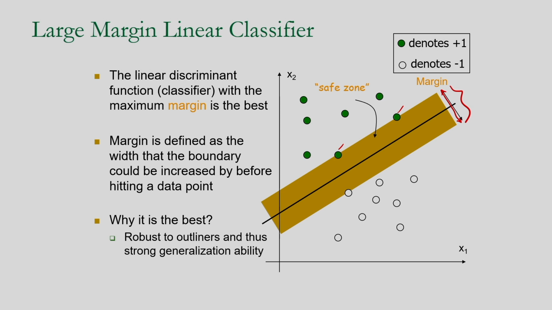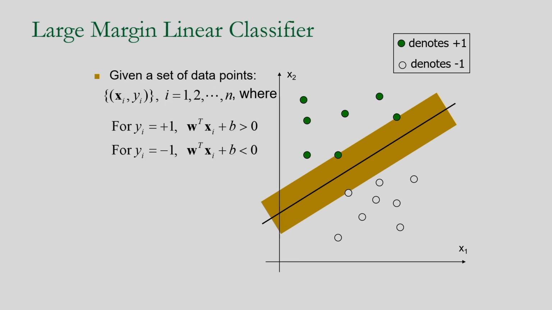The best decision boundary means it is robust to outliers and thus has strong generalization ability. Here you can see I am considering the safe zone, because beyond this I cannot increase the margin, since it will touch the data points. So that corresponds to the safe zone, which I am getting based on the margin. So how to determine the best decision boundary? That means how to maximize the margin between the classes.